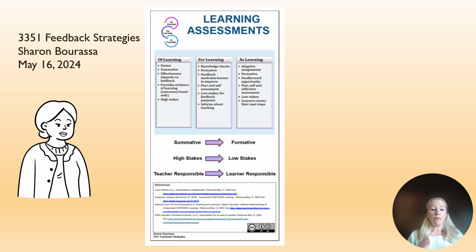Now, moving from of, for, as learning, it goes from summative to formative. It goes from high stakes to low stakes, and it goes from teacher responsible to learner responsible. And here below I've got my references.